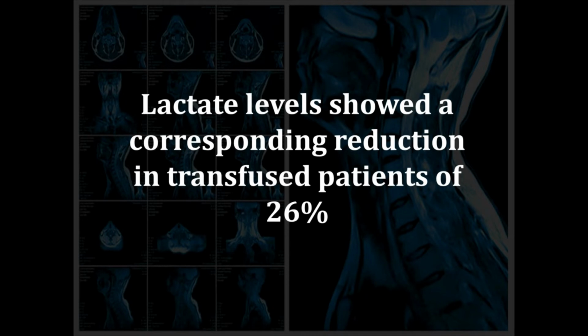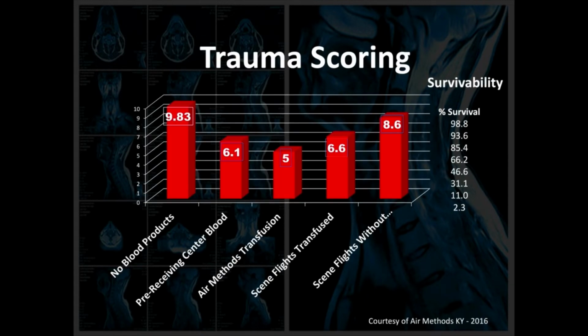Lactate levels showed a corresponding reduction in transfused patients of 26%, and that is huge. And then lastly, our trauma scoring. When we look at this from a pre-hospital standpoint, from the paramedic and EMT side, we don't really look at trauma scoring. We obviously look at Glasgow Coma Scale, and a lot of times our charting will calculate a revised trauma score.